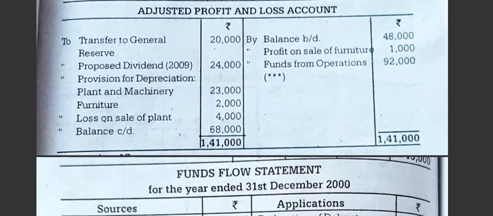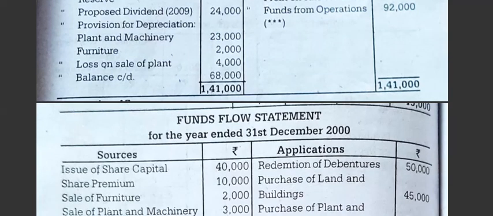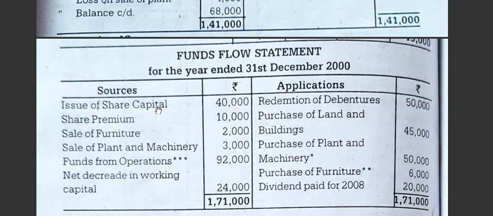Then at the end you have to open the fund flow statement, sources and application side. Sources means all the inflows, application means all the outflows. In the beginning I explained what the inflows and outflows are. First comes land and building. If you check share capital, issue of shares will come, inflow 40,000, redemption of debentures 50,000. Then you have share premium 10,000. I explained this while doing the problem in the beginning itself. You check the balance sheet, you will get it. So share premium, then purchase of land and building.